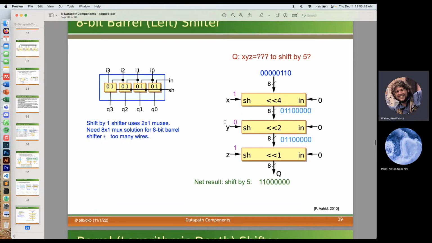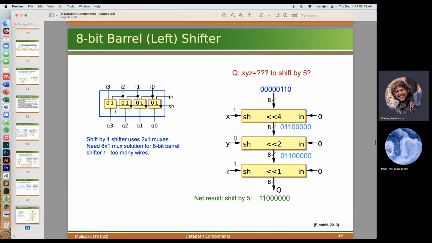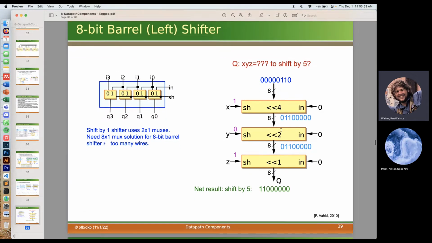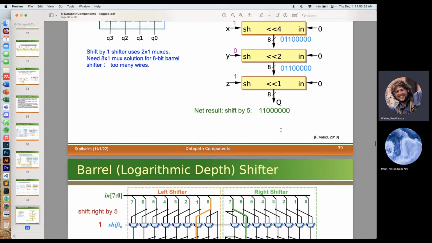This decreases the number of wires, rather than using a specific shifter for every single number we might want to shift. Instead, we can represent the number in binary and save space.